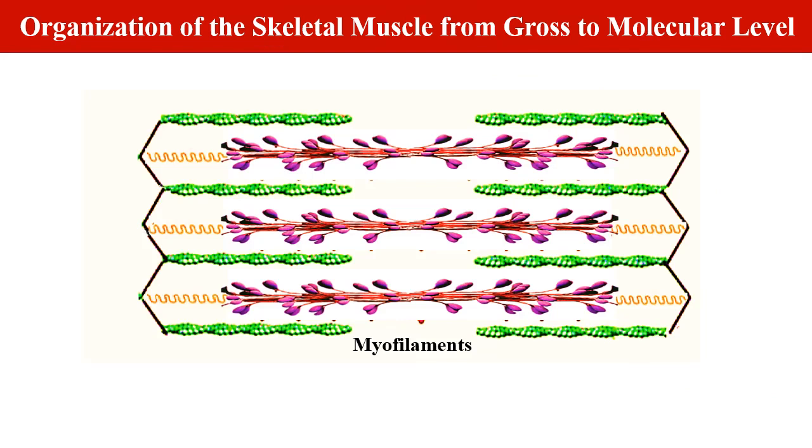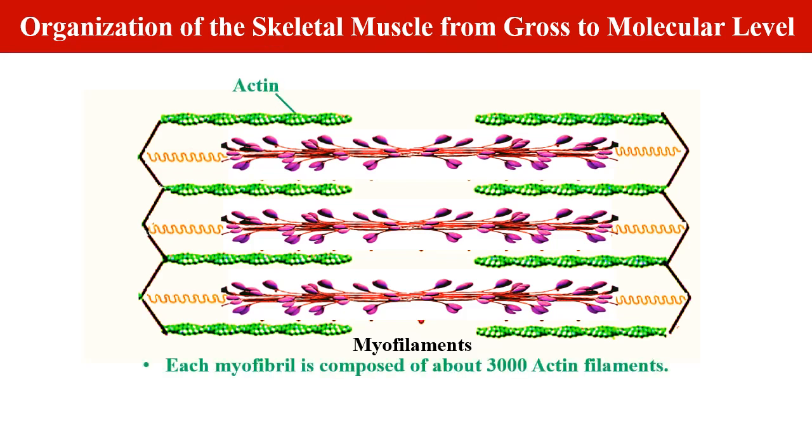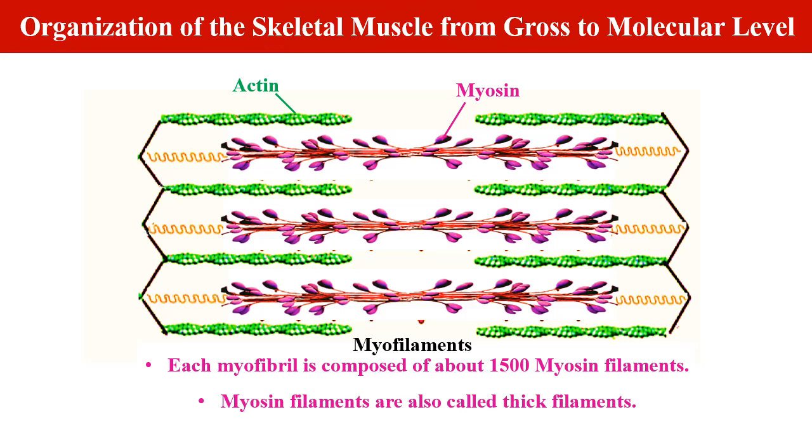Each myofibril contains two types of myofilaments. Each myofibril is composed of about 3000 actin filaments. Actin filaments are also called thin filaments. Each myofibril is composed of about 1500 myosin filaments. Myosin filaments are also called thick filaments.